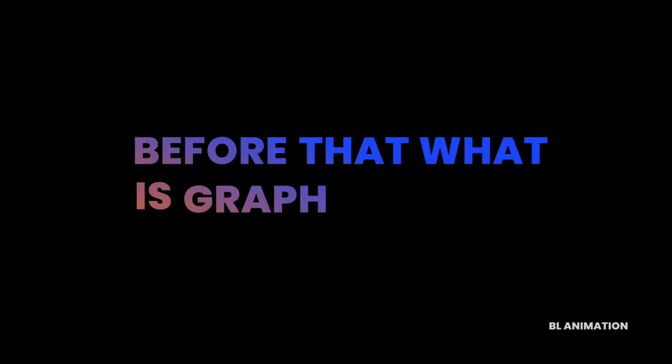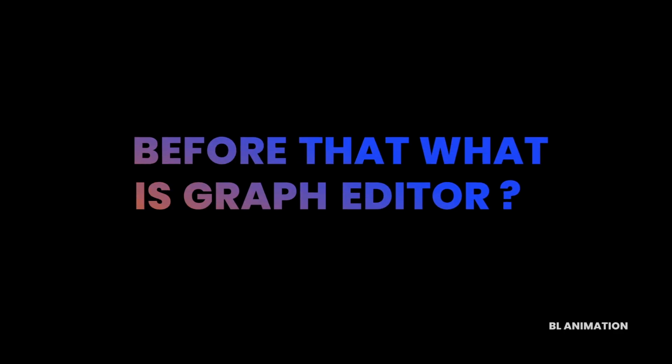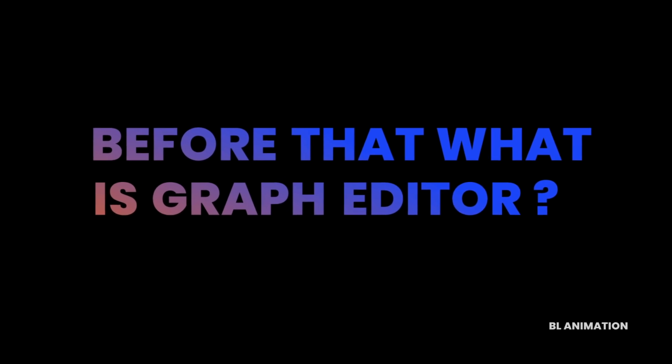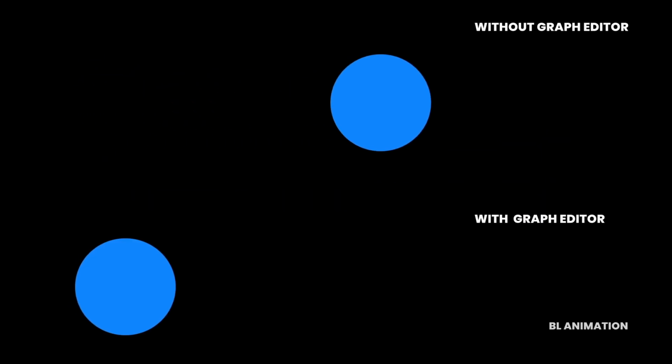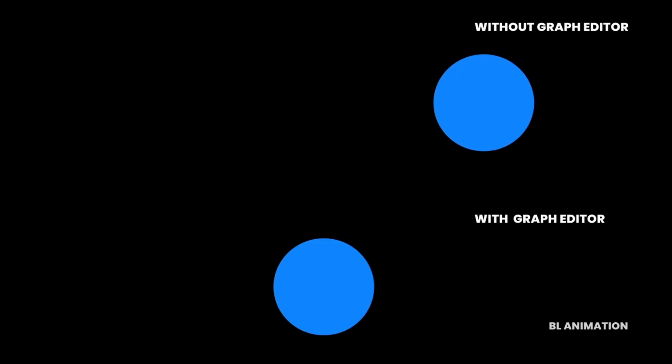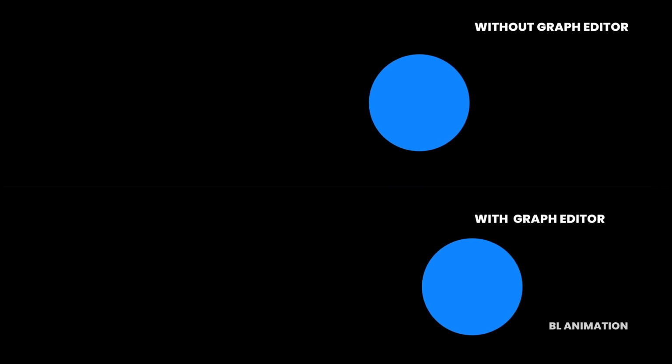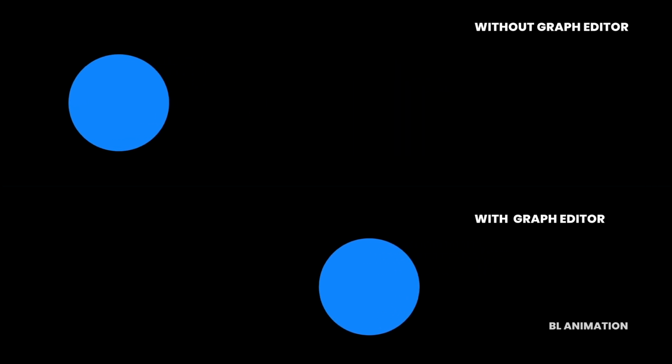Graph editor is used to refine motion and timing in animations. It gives a better smooth feel to your animation. For example, look at this comparison. The top animation doesn't use graph editor, while the bottom one does, and you can clearly see the difference.